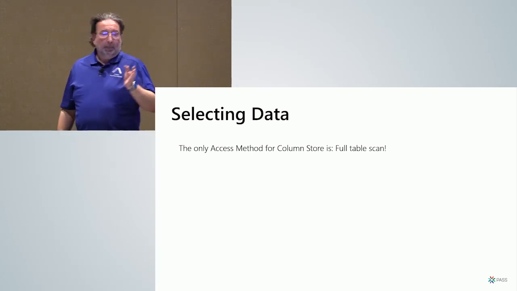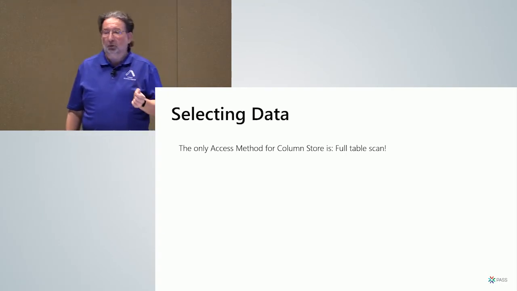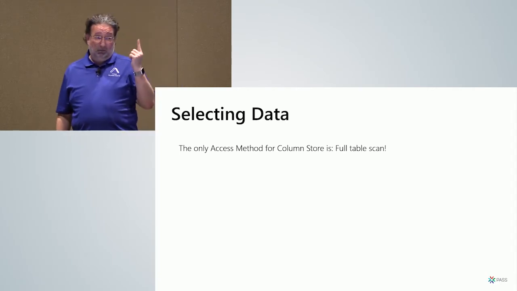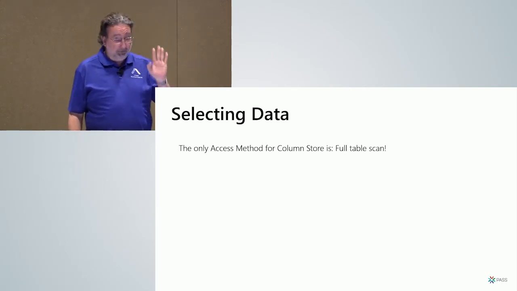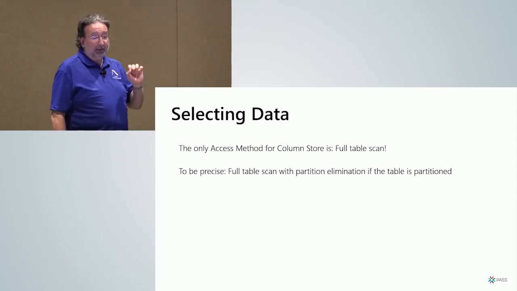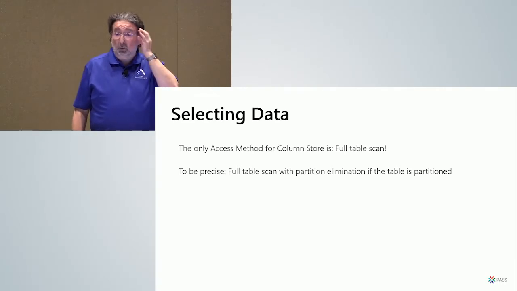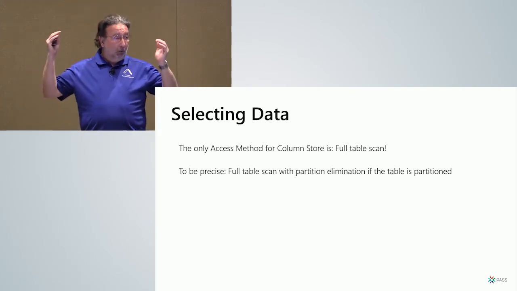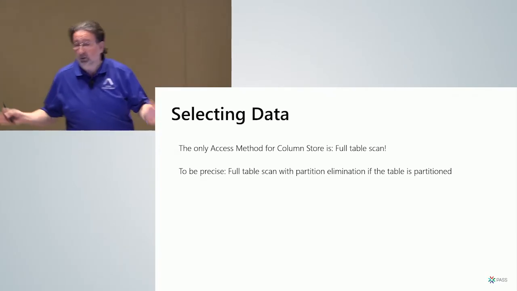Good. So back to selecting. The only access method for a clustered column store is basically a full table scan. So if you need one row, you have to read it all. And that's really bad. But lucky for us, I'm not precise enough. The precise answer is it's a full table scan with partition elimination. So if you plan to use a clustered column store, you most likely have to partition it. Because if you don't, you're reading it all the time. If all your queries always need all the data, that's fine, then you don't have to worry about it.